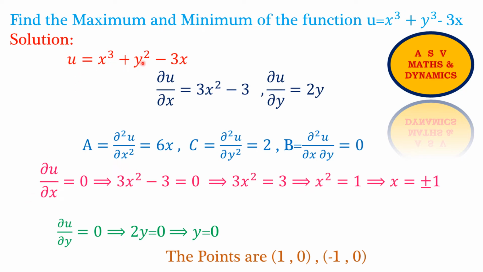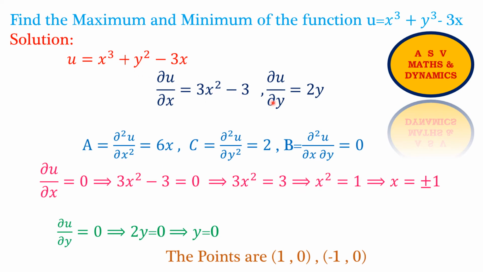u equal to x square plus y square minus 3x. This is the function. First, you have to find the derivative of the function with respect to x. It is a partial derivative, so when you differentiate with respect to x, y is like a constant. Differentiating x cubed, the power 3 comes to the front and you reduce the power by 1, that means 3x square. For the term in x with power 1, the derivative is 1, minus 3.